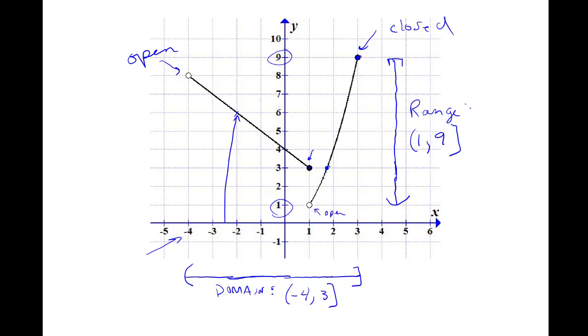All right. So I was able to find the domain by looking at what's covered in x, and the range by what's covered in y. And that's how I can use a graph to find domain and range. Specifically, it's a good way of finding range.